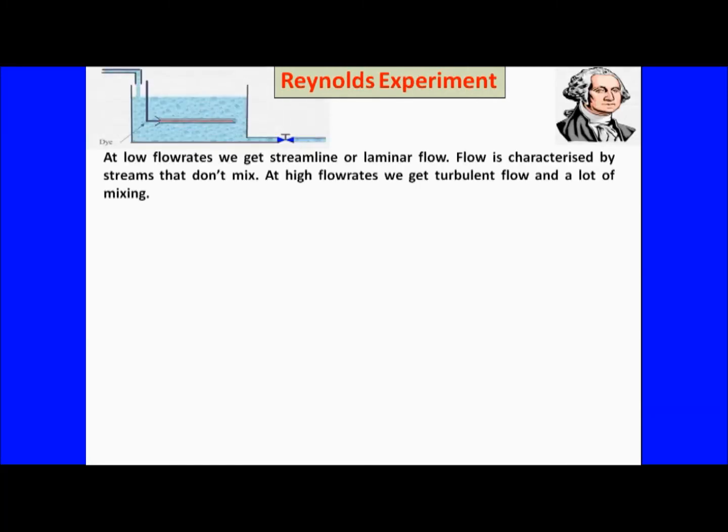What he has found is that at low flow rates, we get a streamline or laminar flow. Laminar means flow in layers. The flow is characterized by streams which don't mix up. But at a high flow rate, we get a turbulent flow and lots of mixing, meaning the dye mixes up with the water. So the laminar flow gets converted into turbulent flow. Turbulent means mixing with the increase of the velocity. He found this first with the velocity.